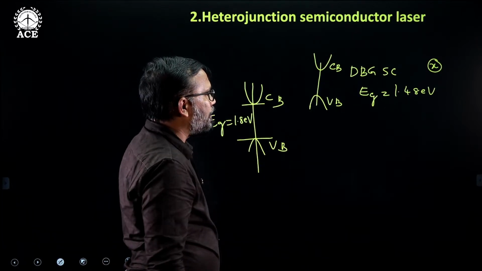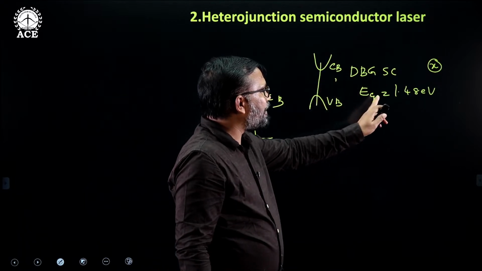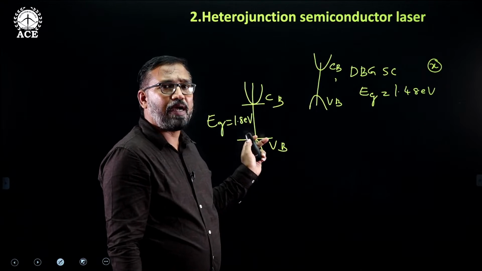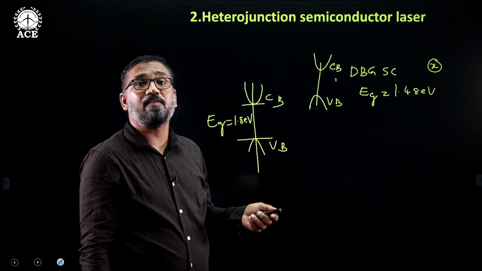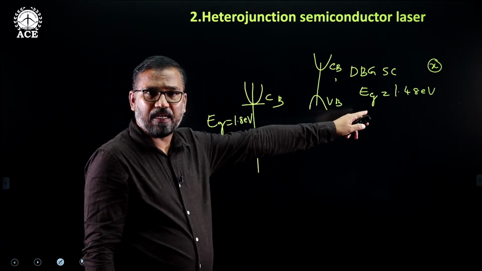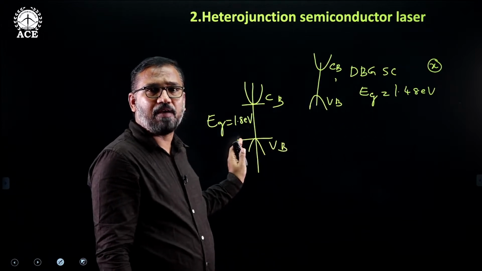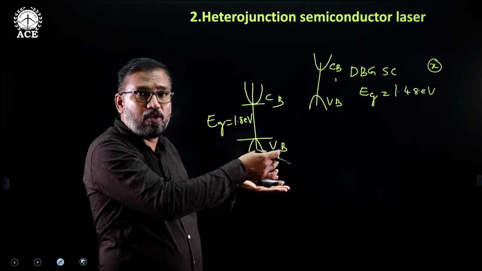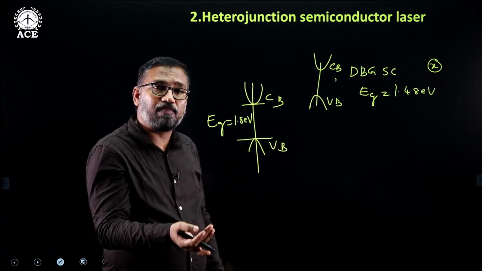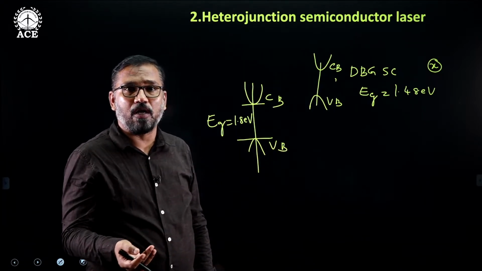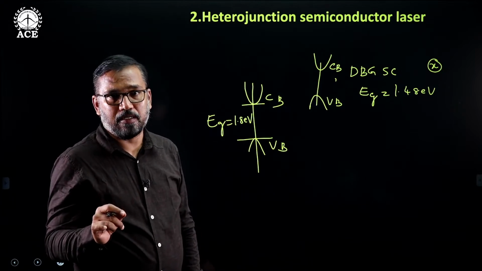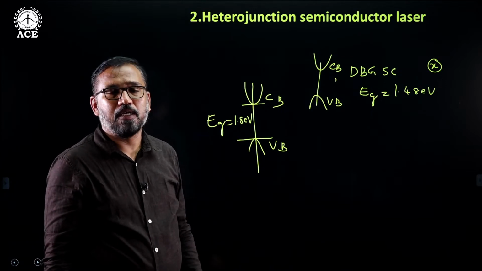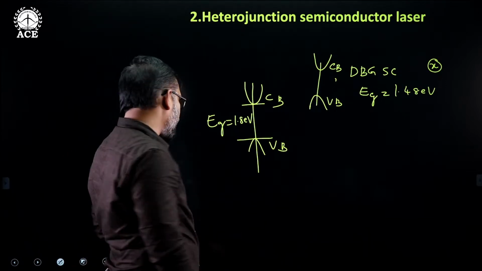What is that? One band. So this material has a band gap of 1.48 electron volts. This material has 1.8 electron volts. It means the band gaps are different. When we use these two kinds of materials to form a junction, such a junction diode laser is called a heterojunction laser, because we are using different band gap semiconductors. So that is called a heterojunction semiconductor.